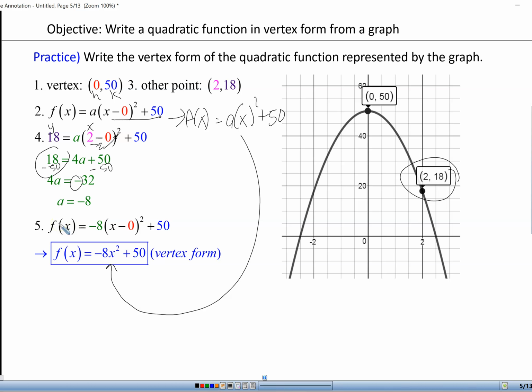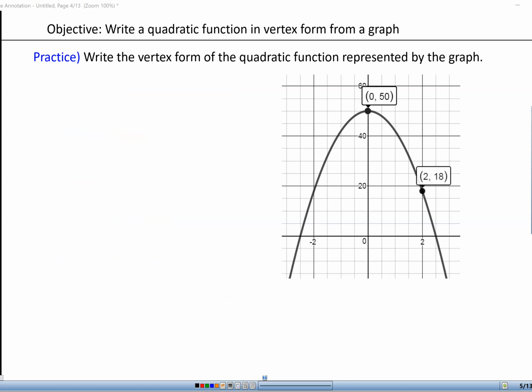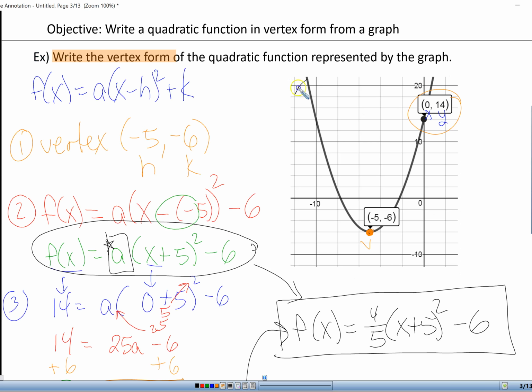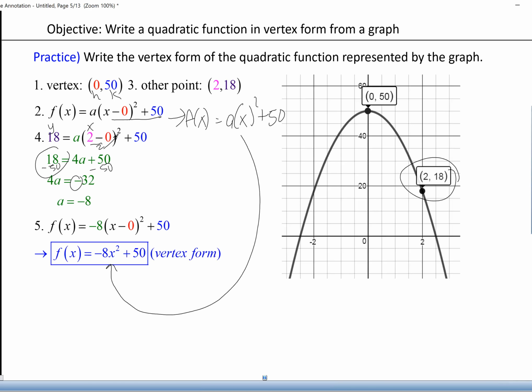One thing I want to point out between these two problems that we've done is that you should have an idea about whether the a value will be positive or negative. Because if you know the parabola opens up, then you know there's no x-axis reflection, so a has to be a positive number. If you know your parabola opens down, then there is an x-axis reflection, which means a has to be a negative number. And so if you don't get a negative when you know you should, you can go back and find your mistake. If you get a negative when you know it should be positive, you can go back and find your mistake.